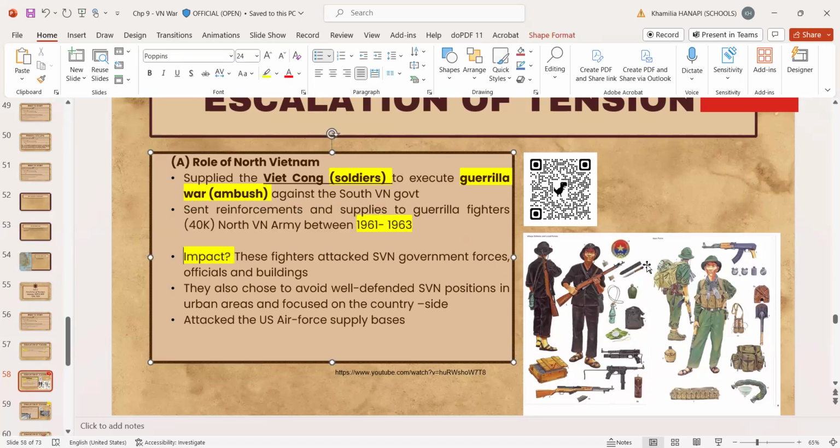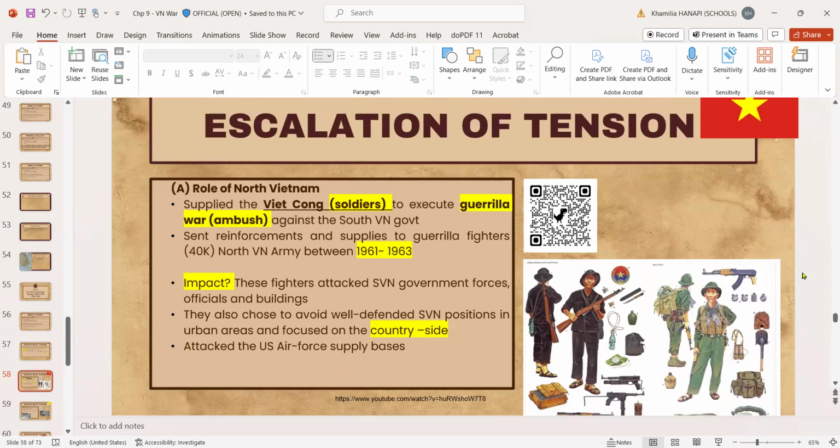That all these soldiers actually attacked the South Vietnamese government, okay? And they were very smart. They chose the countryside because that is where you could ambush. That is where you could have this guerrilla warfare. Okay, and they attacked the US Air Force supply bases and everything. So in the war, the role of the North Vietnamese was really supplying a lot more soldiers.